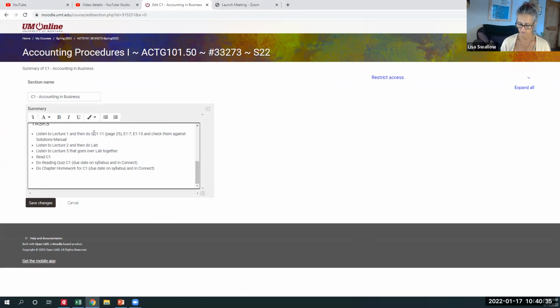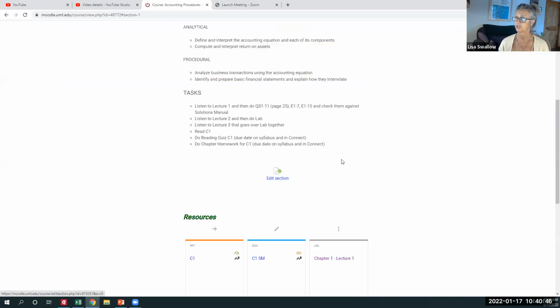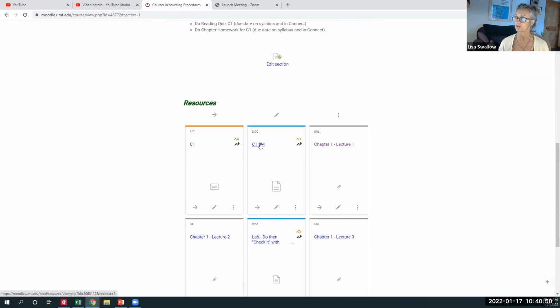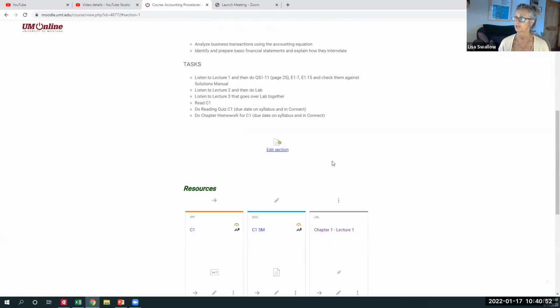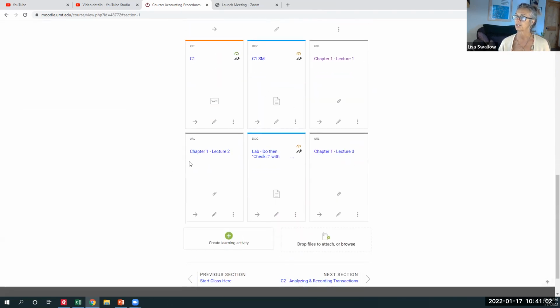So you're going to do a little bit of homework in the book to reinforce what you're learning today. And then you're going to check that in the solutions manual. And the solutions manual is right here. So when you're done with that, that's the first bit of facts for content for this chapter. Then you'll listen to lecture 2. And these are all numbered down here, right? Lecture 1, lecture 2, lecture 3.